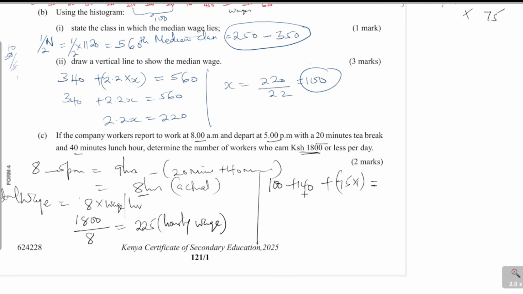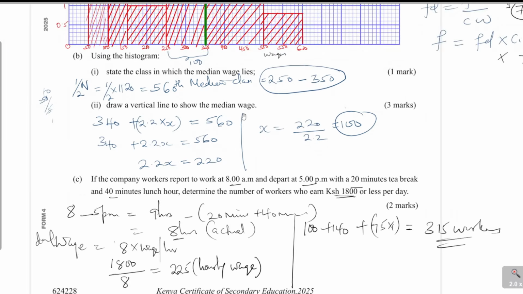So 100 plus 140 plus 75 will give 315. So 315 workers are the ones who earn 1,800 or less per day. That is how you're supposed to solve that question.